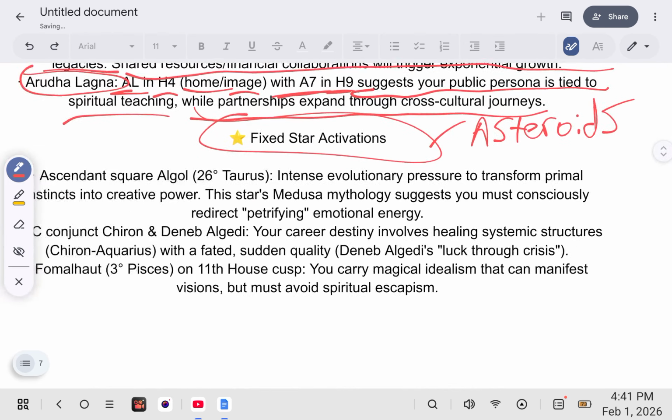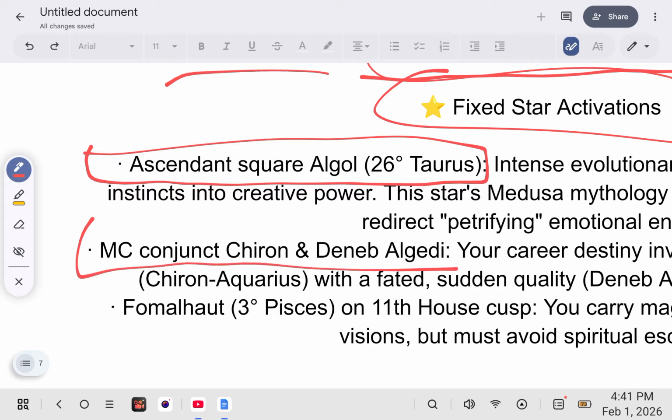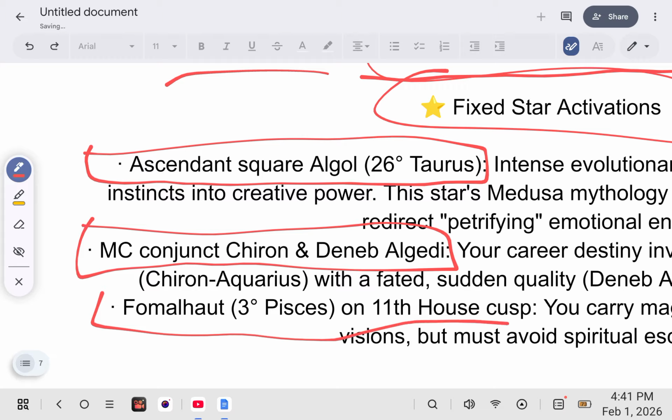Now I'm going to talk about the fixed star activations. My ascendant is square Algol at 26 degrees Taurus exactly. Midheaven conjunct Chiron and Deneb Algedi and Fomalhaut, 3 degrees Pisces on 11th house cusp. So these are very important. And if you don't know your fixed star activations, well, I'm very sorry. You need your accurate birth time, and you need your accurate location of birth, and of course the day you were born and year.